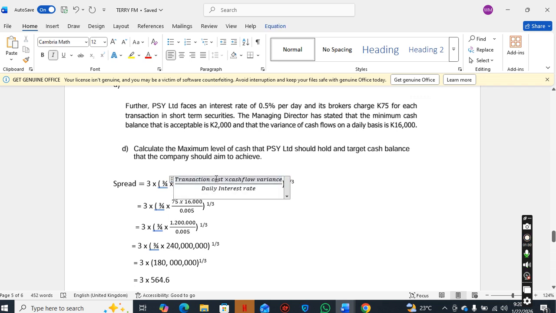When you're selling securities like shares, treasury bills and other securities, there are brokers involved and there are some charges that you incur when you're selling these securities. Multiplied by the cash flow variance divided by the daily interest rate, to the power 1 over 3. Basically, you're getting the cube root of all of this. This power 1 over 3 is just saying you're getting the cube root of this tabulation which is within the brackets.